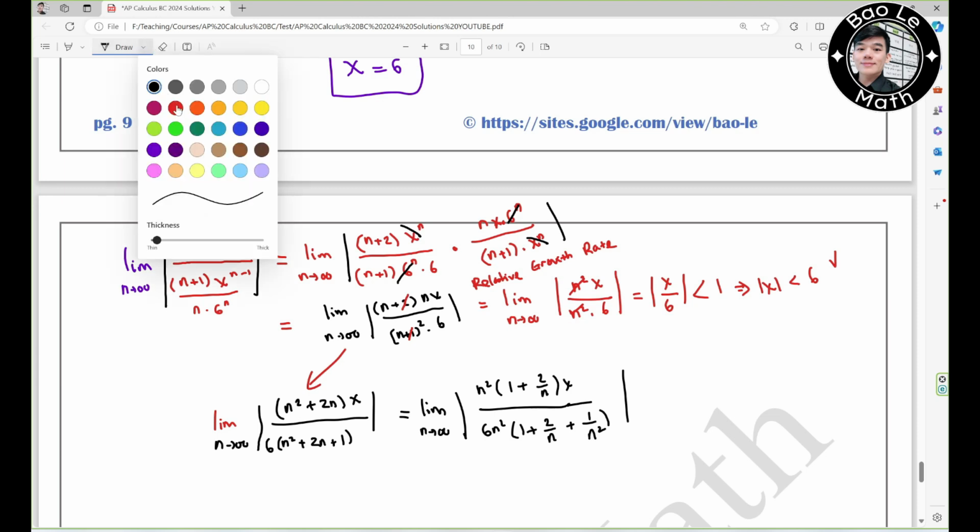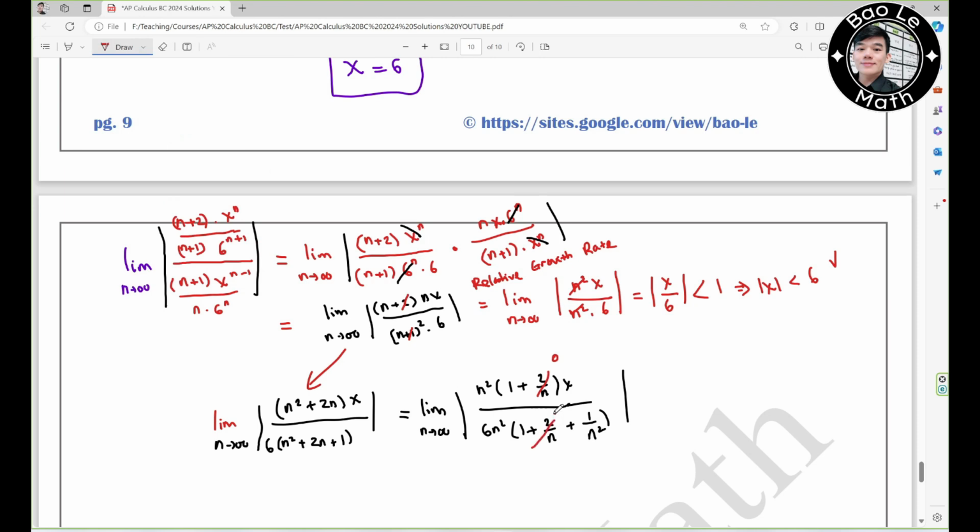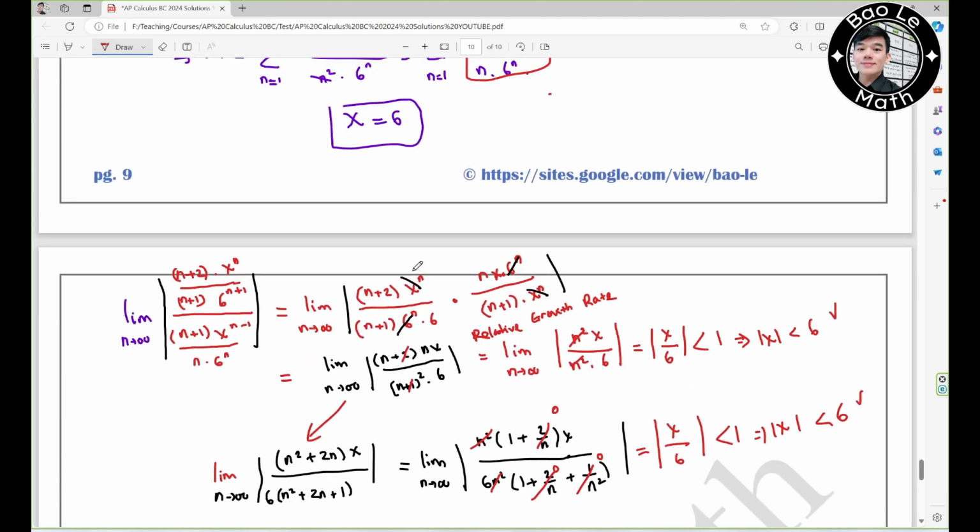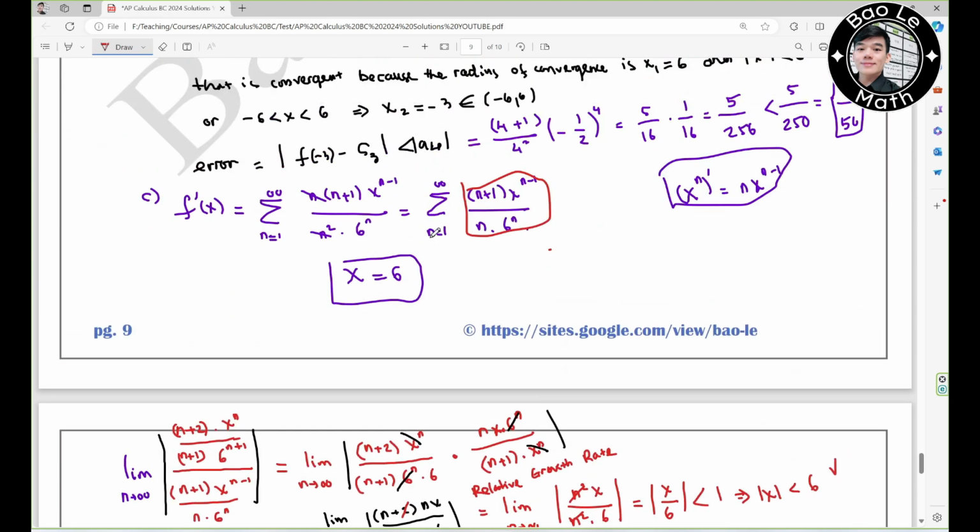Alright, when n approaches infinity, this one goes to 0, this one goes to 0, this one goes to 0, and this one cancels out. So the top should be the absolute value of s, and the bottom should be 6. This must be less than 1, so the absolute value of s is less than 6. We're done. Keep in mind, this one you don't need to show on the test, but I just want to make sure you understand it, so I just get it done. You just do it like this and it's fine.